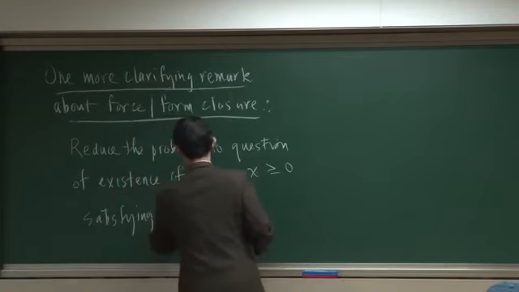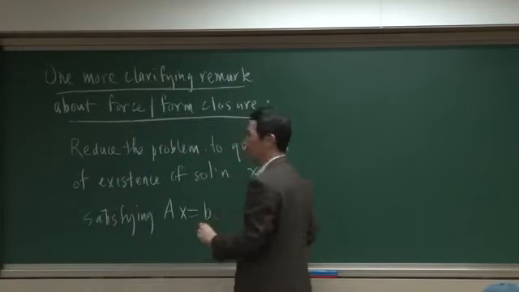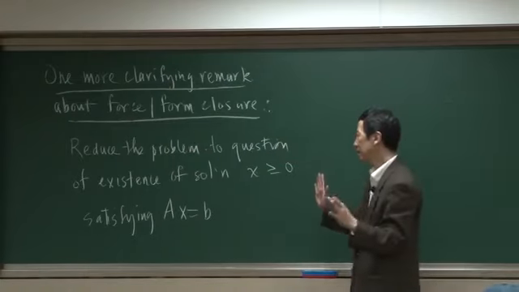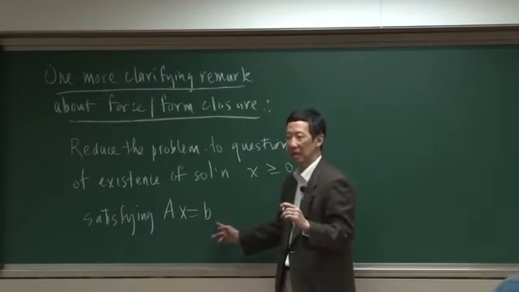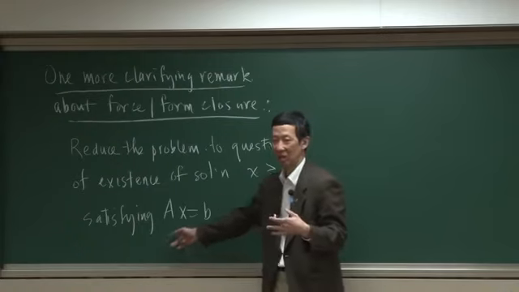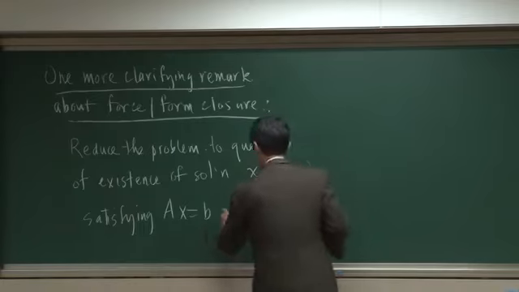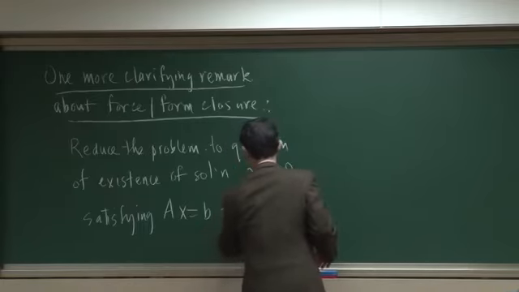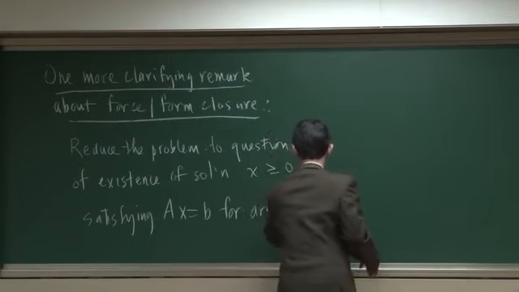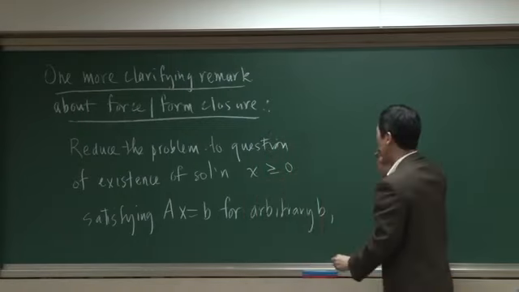Satisfying AX equals B, for any given B, that is, for any arbitrary B, there has to exist some non-negative solution X to this equation, for arbitrary B.